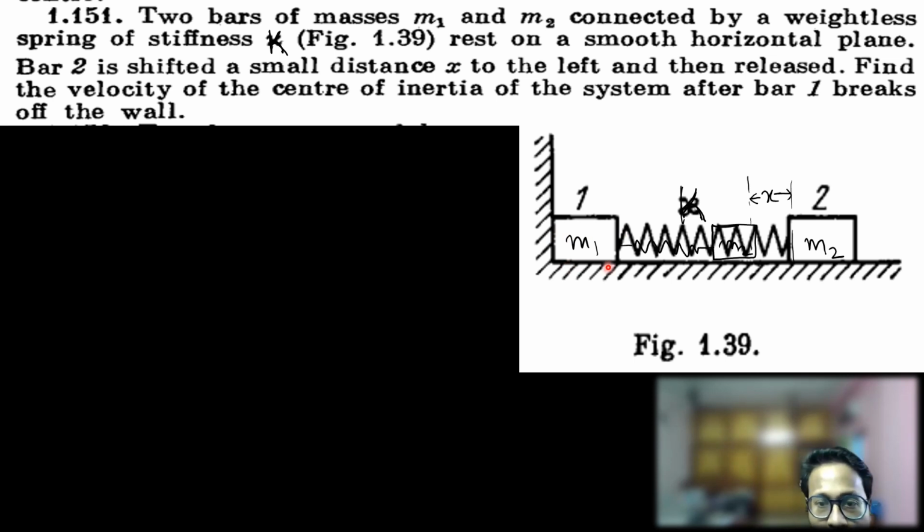Why? Because this surface is frictionless. So as soon as the spring force on M1 becomes elongative, towards the right hand direction, what will happen? M1 will detach from the wall. So what do you have to do? You have to find out the moment this M2, after being compressed by distance x, reaches back to this position. Understood? So I take this as position A, and this position B.